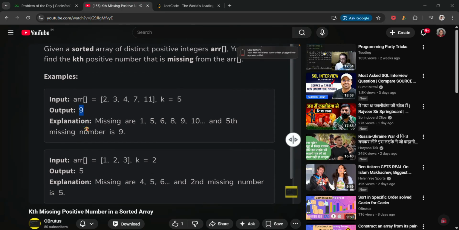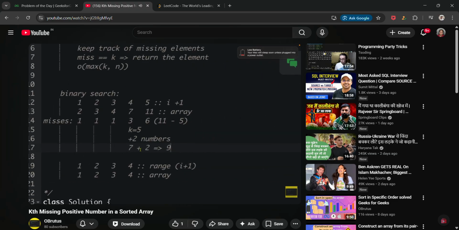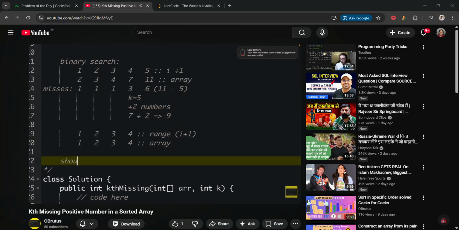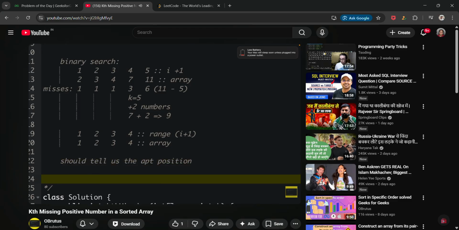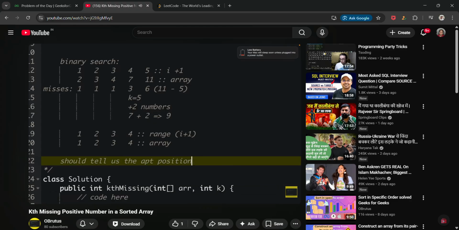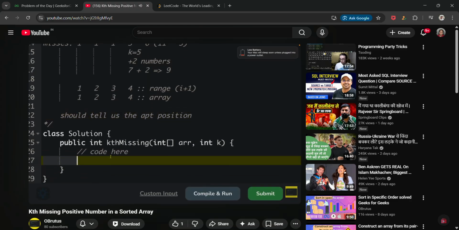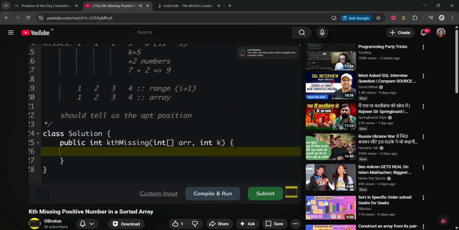So is 9 a missing number? That means our algorithm should tell us the apt position, and once we get the apt position, we should add k to it. So don't worry if things are not yet very clear to you. Things would be much clearer when we get into our code.